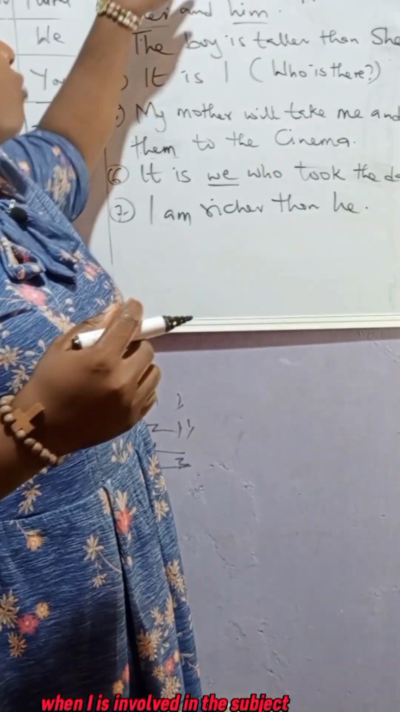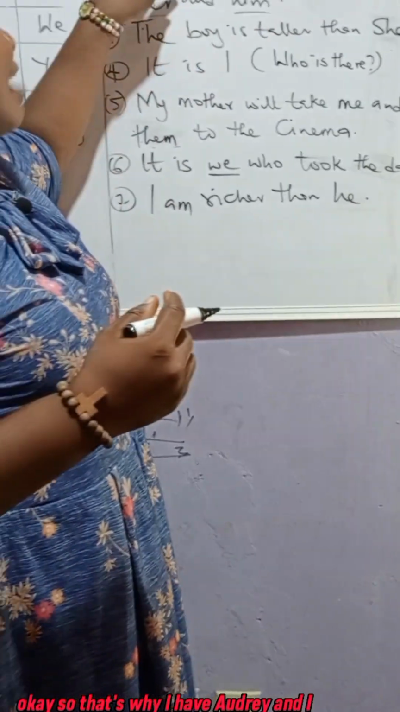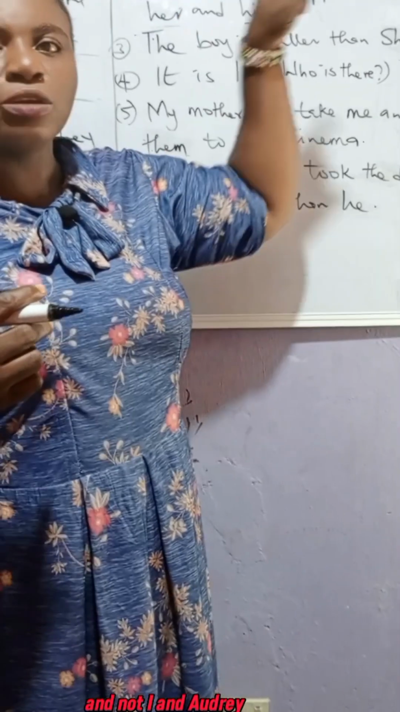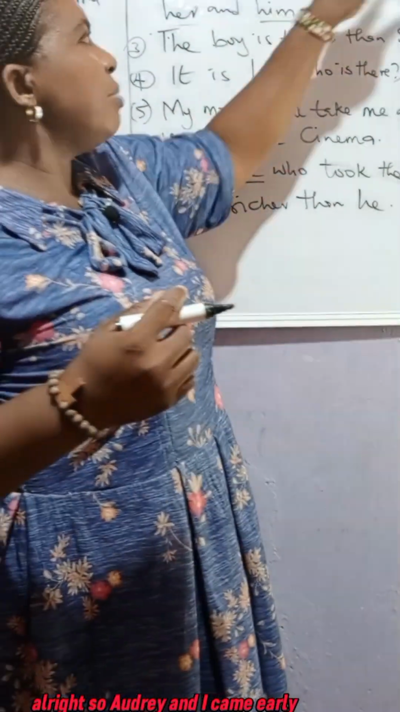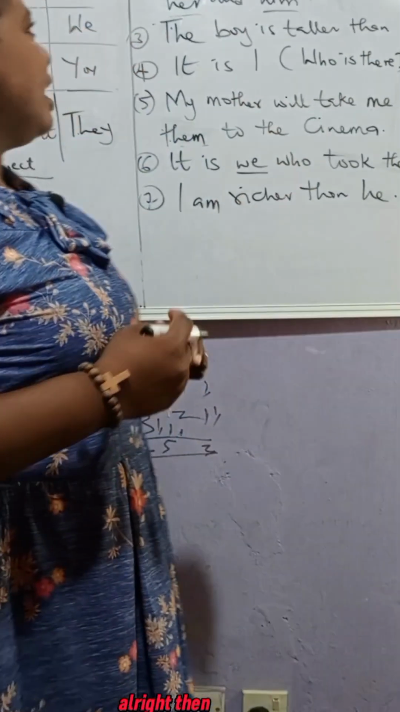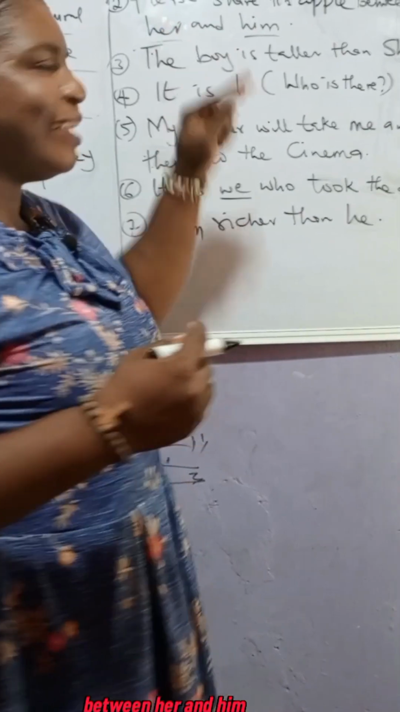When "I" is involved in a subject, you use it after the first subject, okay? So that's why I have "Audrey and I," and not "I and Audrey." All right? So Audrey and I came early. Then this one says, please share the apple between her and him.